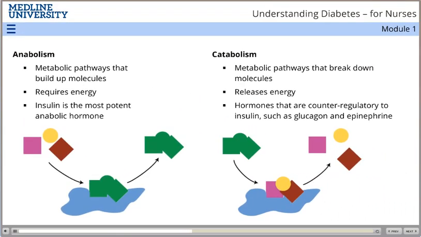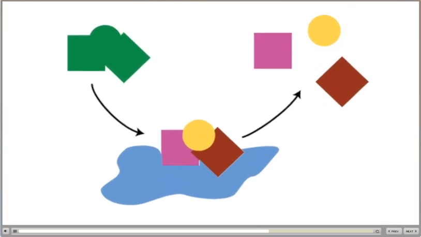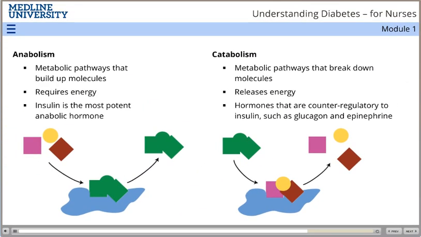Insulin is the most potent anabolic hormone known. It has multiple synthetic and growth-promoting effects throughout the body. Conversely, catabolic metabolism, or catabolism, represents a set of metabolic pathways which break down molecules in order to release energy. Hormones which are counter-regulatory to insulin, such as glucagon and epinephrine, promote catabolic pathways to release stored energy in times of physiologic need.